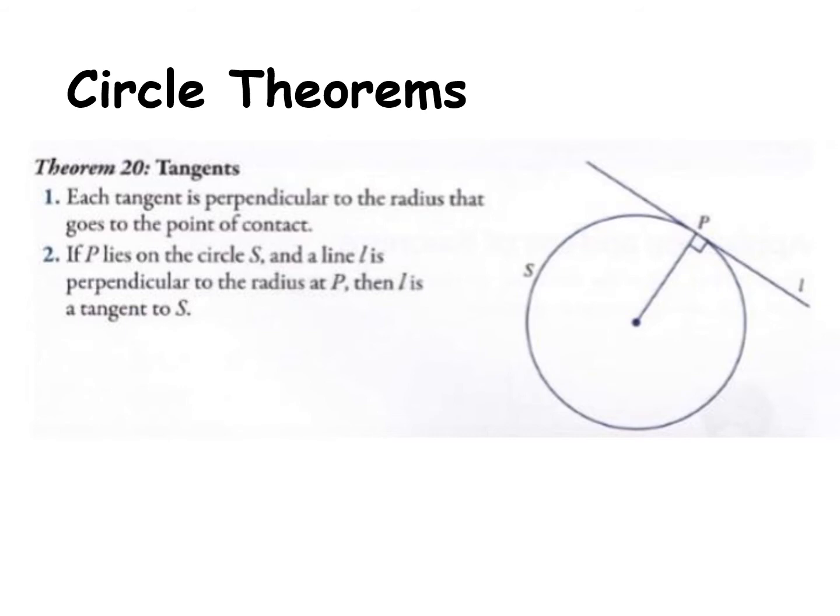So that's saying a tangent and a radius are perpendicular at the same point, and you can clearly see it over here on the right. It then has the second part of the theorem, which states if P lies on the circle S, and the line L is perpendicular to the radius at P, then L must be a tangent. Okay, so we can work this both ways. If I know it's a tangent, I know it's perpendicular. If I know it's perpendicular and touches the circle, it must be a tangent.